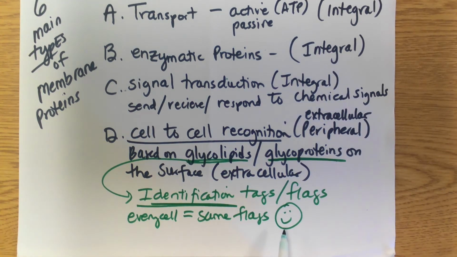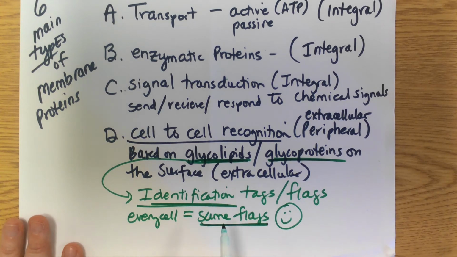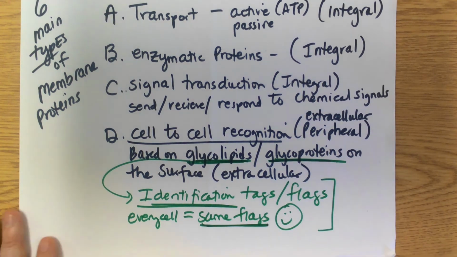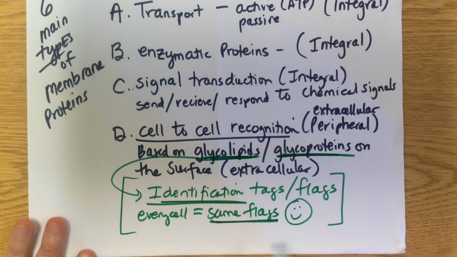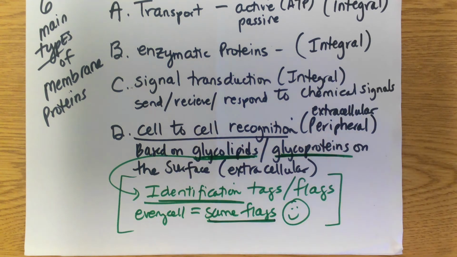This is also how we do organ donation. When we're trying to find organ matches, we're actually matching these glycolipids and glycoproteins, because people who have the same flags, their body will recognize that organ and won't kill it. Sometimes if you have some sort of issue and your cell isn't making the right flags, then your body starts attacking yourself and you have something called an autoimmune disease. All right, we'll get more into those type of proteins later.